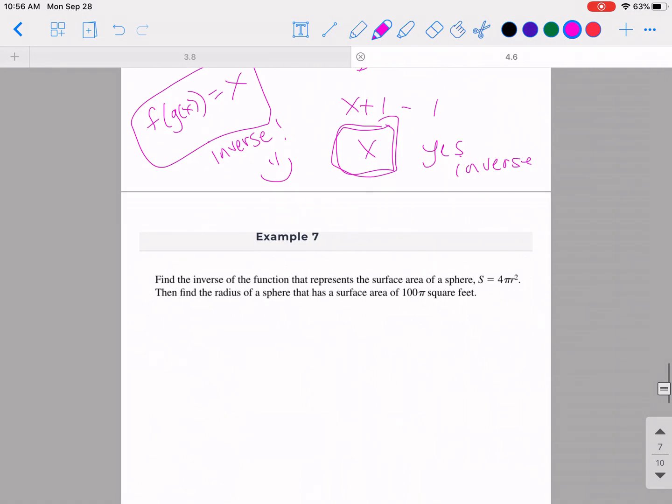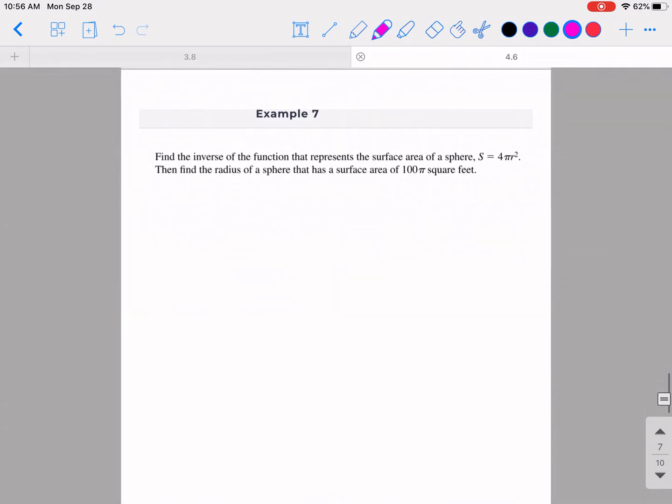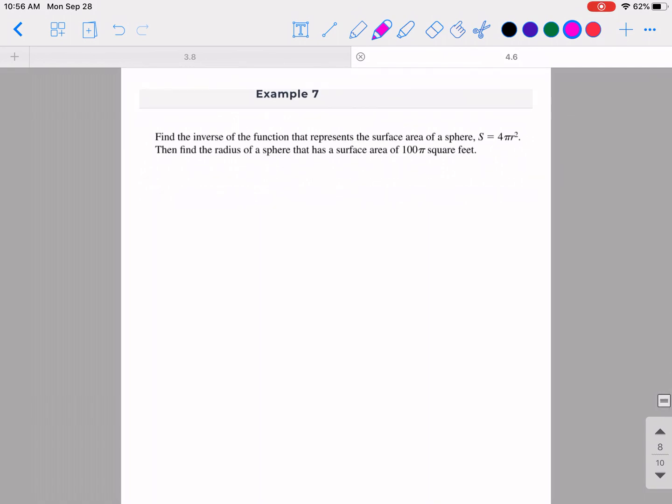Okay, example 7. I think I'm going to run through this one really fast. I do have time. I have been going fairly quickly on the video. Also, sorry for the hiccup with the graphs.